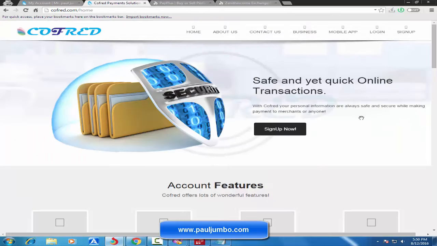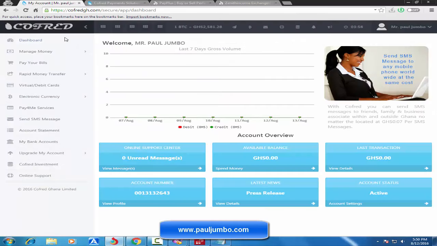Then the last one I'll talk about is Cofred. I'm actually using this site a lot because their service is automated, which means you can actually buy Perfect Money by 2 a.m. or 3 a.m. in the midnight. You just top up your account at any time. They fund your account instantly. So that's why I highly recommend this site.